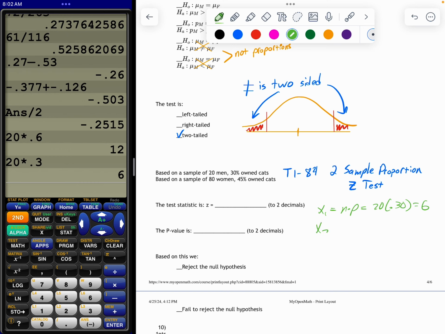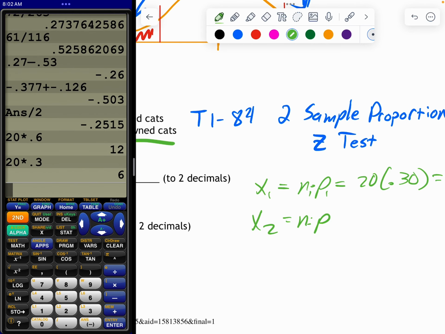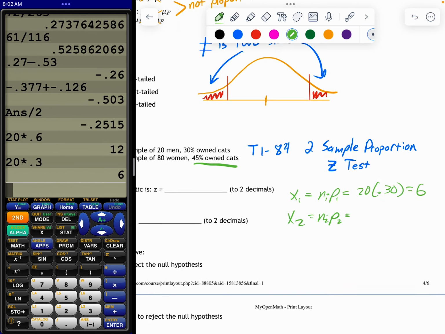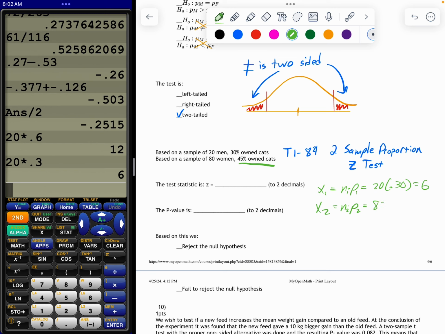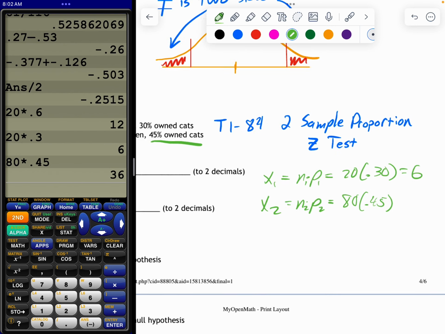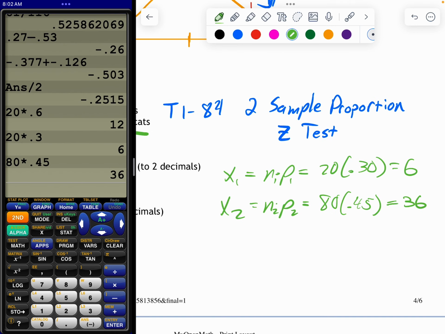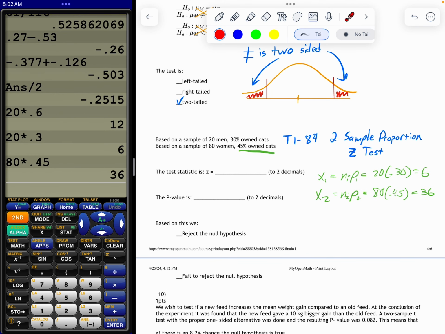And then my x2 would be n2 times p2. I'd have 80 times 45%. I have to have the number of successes. If I was actually doing my conditions, this would be a bit of a problem. I don't have 10 successes for the men. I guess men hate cats. But it's not asking me about that.